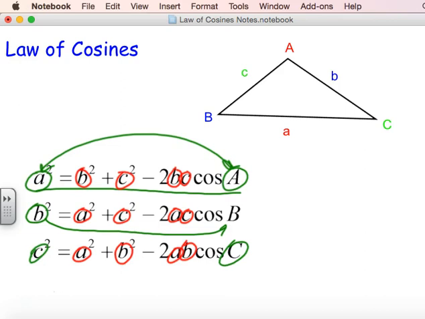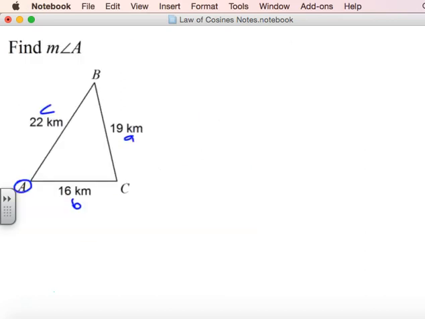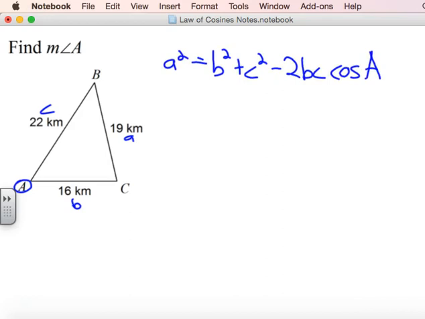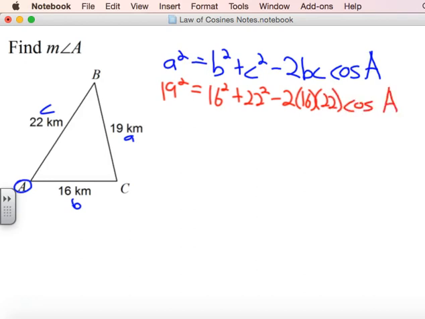So we've got A squared equals B squared plus C squared minus 2, and then the same letters, B and C, times the cosine of angle A. All right, so let's plug in the information that we know. So we know little a is 19, so it's 19 squared, equals little b is 16, so that's 16 squared. Little c is 22, so minus 2 times 16 times 22 times the cosine of angle A, which is what we're trying to find. So everything's plugged in except for the capital A, because that's what we need to figure out.